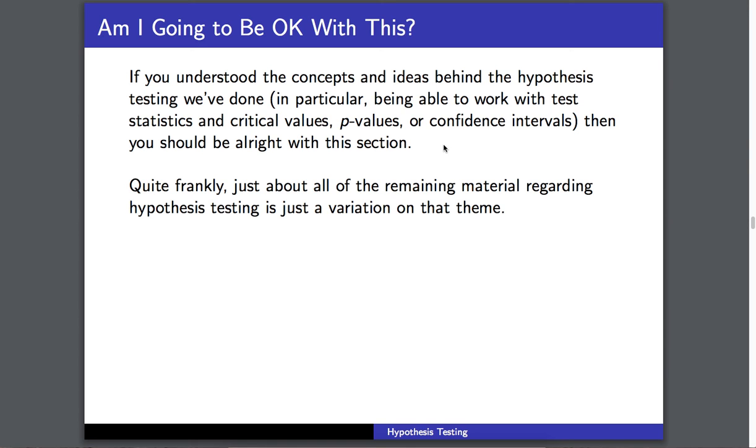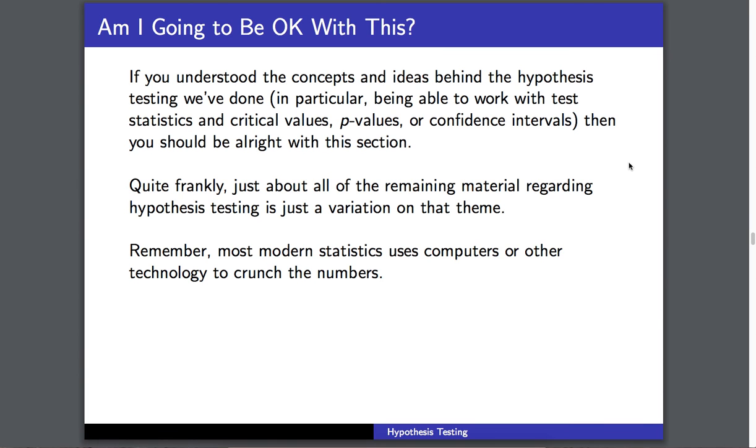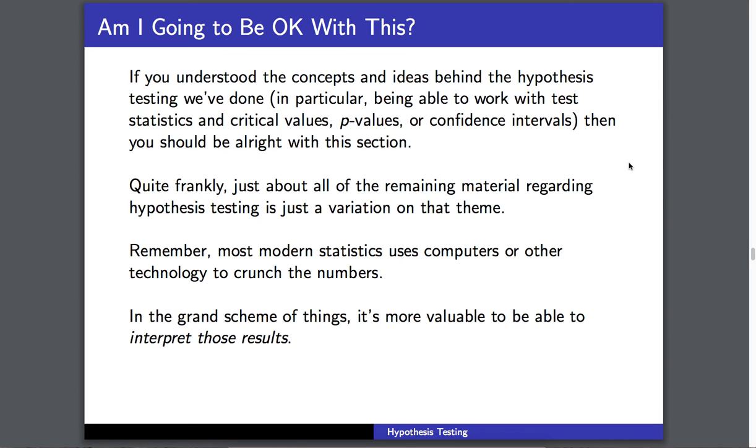We have these three different ways, and in a future video, we'll take a look at other ways as well to create these samples and make inferences about the population. But remember, most modern statistics use computers to crunch the numbers, so you don't have a whole lot of formula memorization in the way statistics is taught now. Let the computers and calculators do what they're good at. You need to be able to interpret those results, and that's really the most important aspect of inferential statistics: being able to interpret the results that you get.